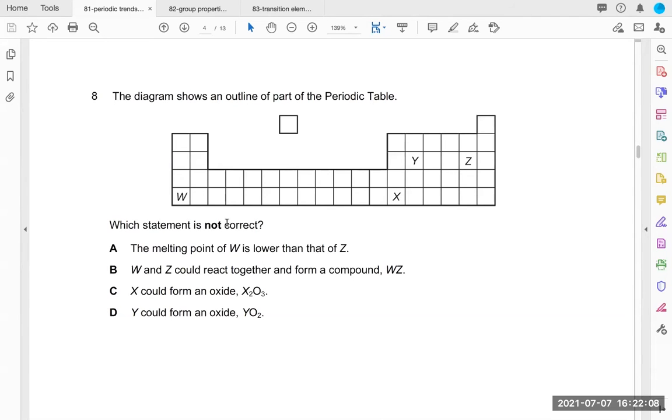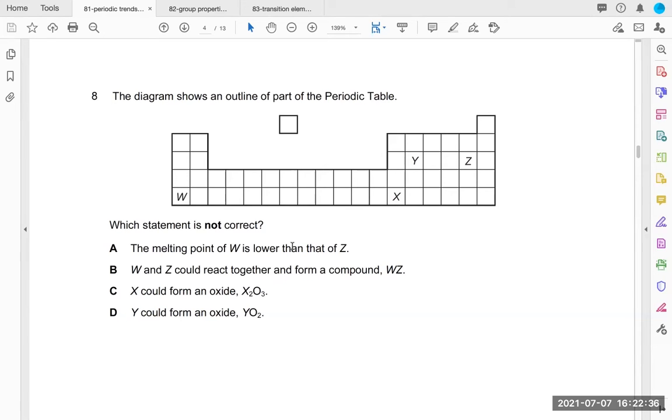The diagram shows an outline of part of the periodic table. Okay, the melting point of W is lower than that of Z. Dekhte. W is solid at room temperature, even if it has a low melting point, because it's in group 1, they have low melting points, but they are solids. We are not talking about the francium and all that. This will be solid. So Z is chlorine, which is gaseous.